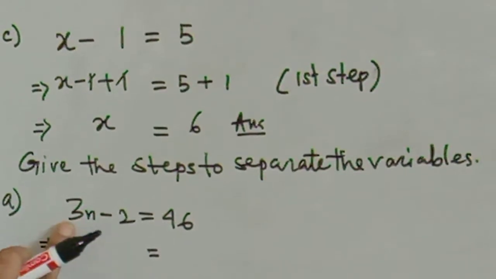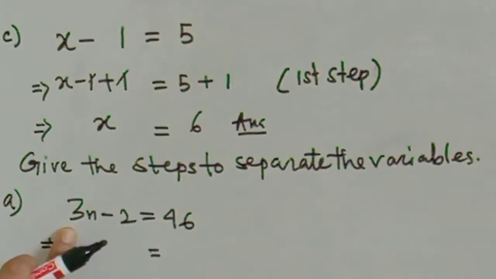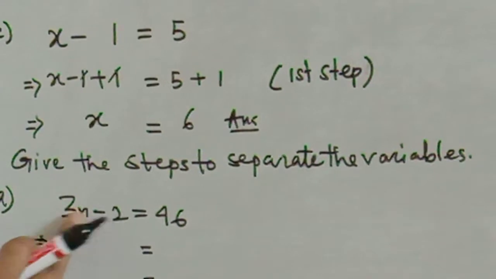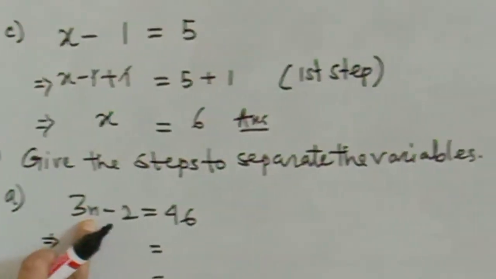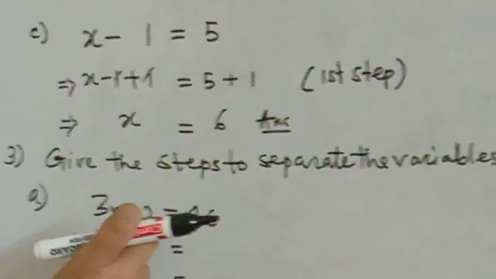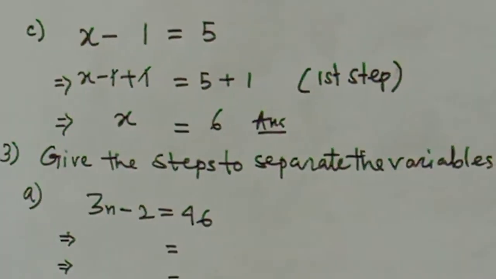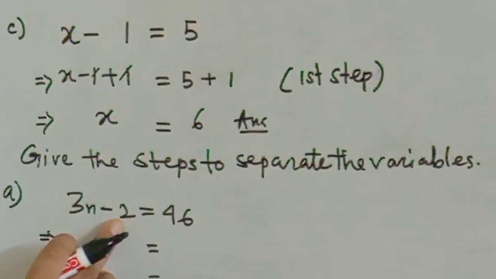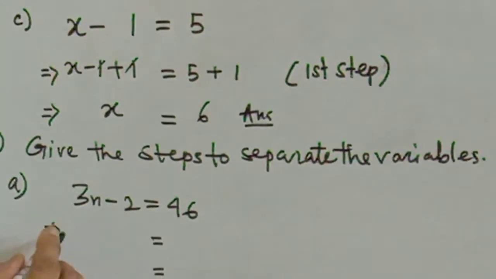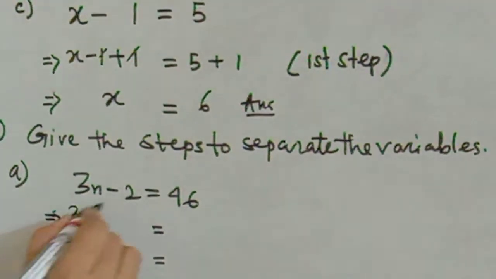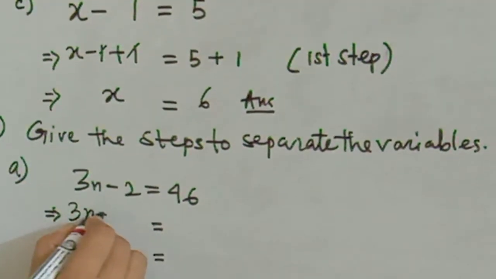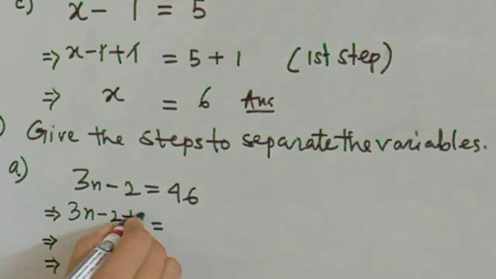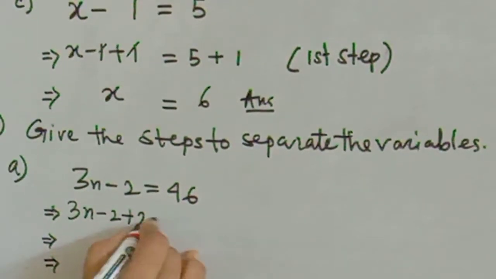One number is multiplied with the variable. Our variable is n. 3 is multiplied with this variable, and minus 2. 2 is also subtracted from 3 times n. So first of all, I have to separate this constant term. To separate this minus 2, 3n minus 2 was there, I will take plus 2.